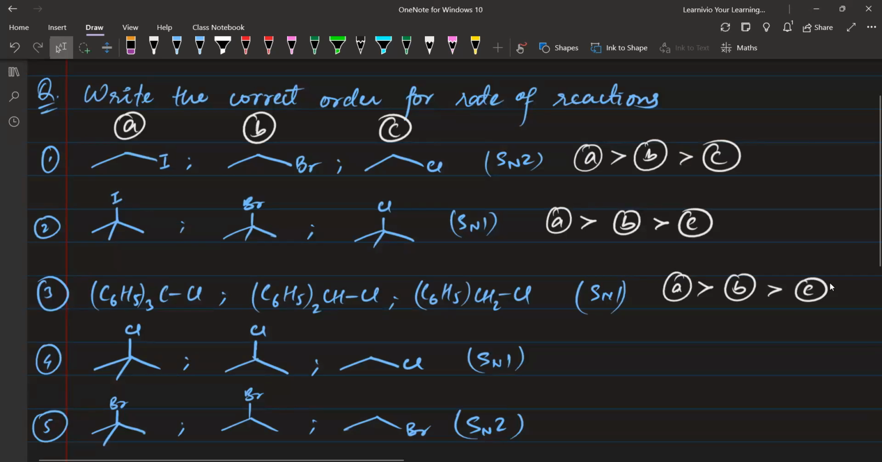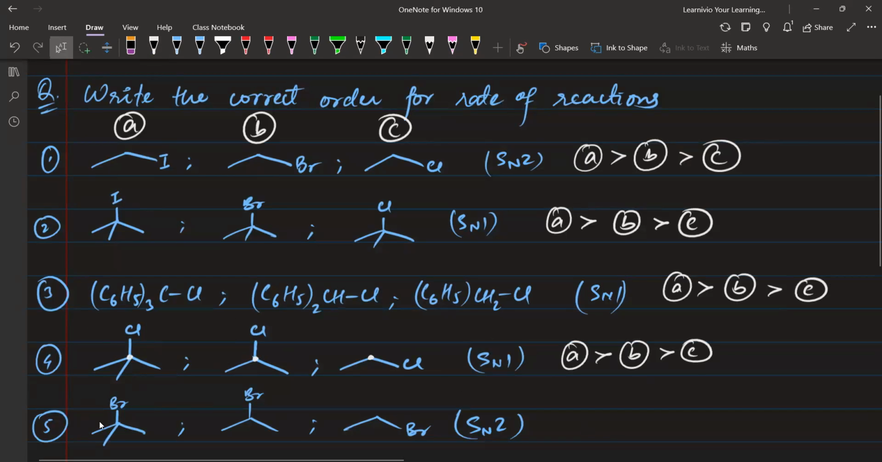In the fourth case, here we have different alkyl groups and the same leaving group. So we look at the alkyl group and they're asking the rate of SN1. So this first alkyl group is going to give you 3 degree carbocation, this one 2 degree, and this one 1 degree carbocation. So as the degree of carbocation increases, the stability also increases. So A will be fastest, followed by B, and then followed by C.